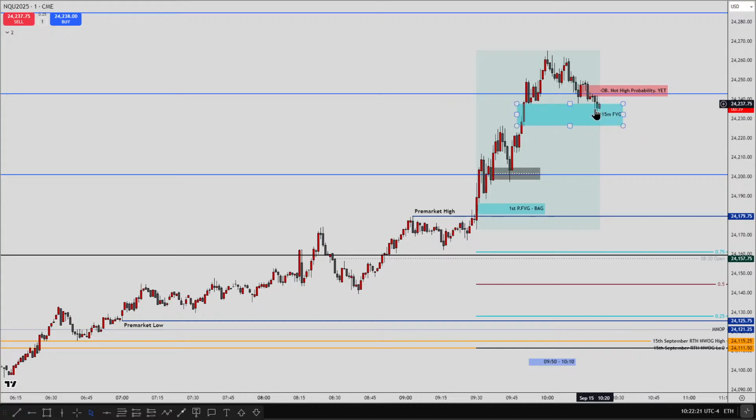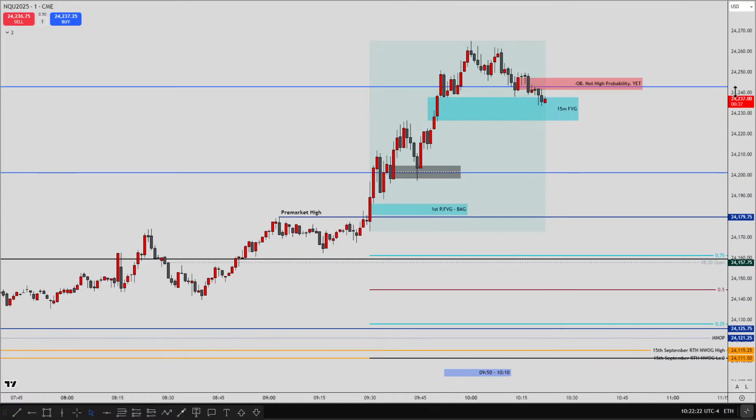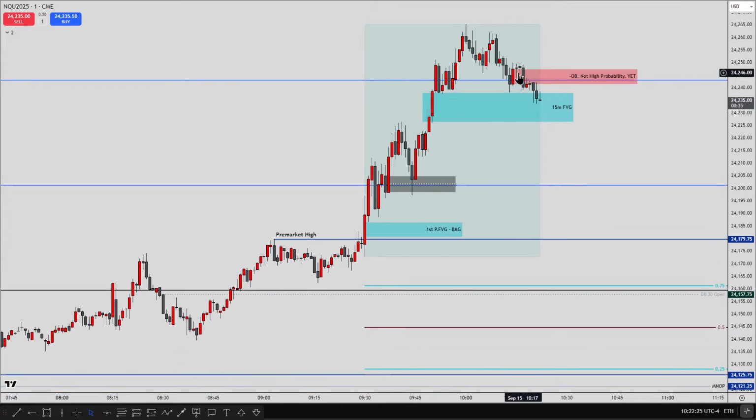Okay, so we haven't got that displacement that I wanted. So it's not that I'm ignoring the order block, it's just that trading back into it doesn't fill me with confidence.